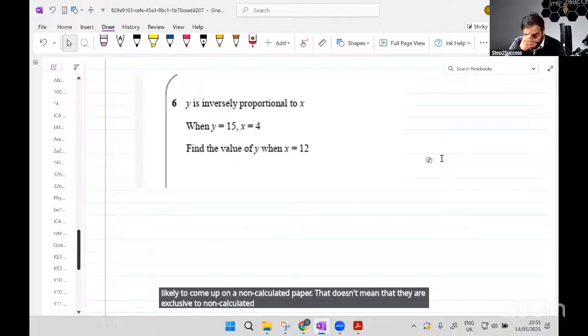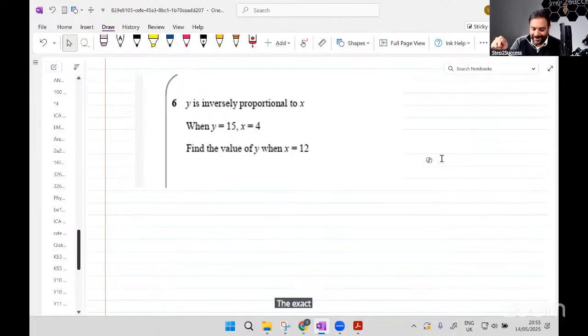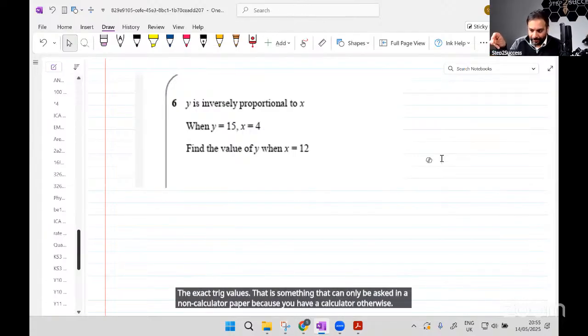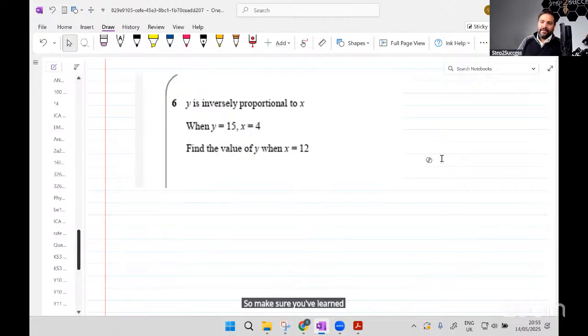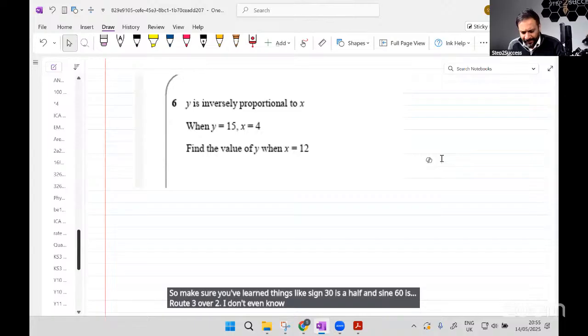Anything can come up anywhere, with the exception, I'll go back to it from the beginning, the exact trig values. That is something that can only be asked in a non-calculator paper because you have a calculator otherwise. So make sure you've learned them. Things like sine 30 is a half and sine 60 is root 3 over 2. I don't even know them, but you do need to know them because you have an exam.